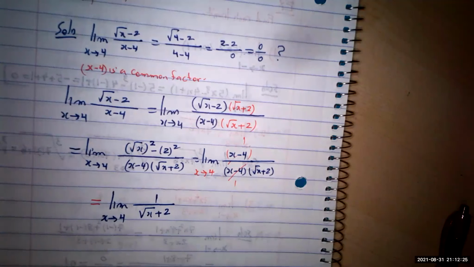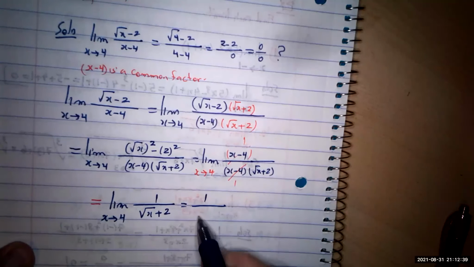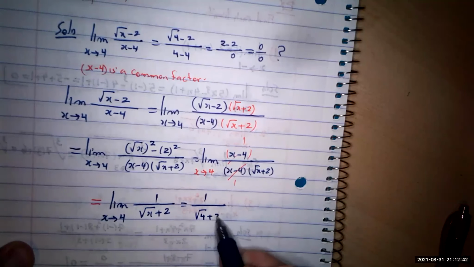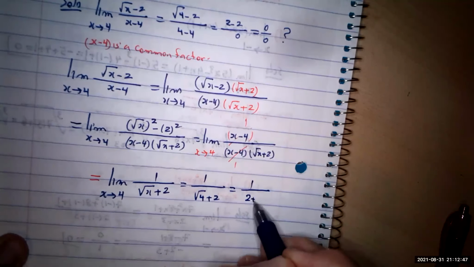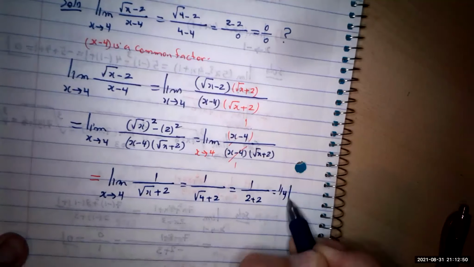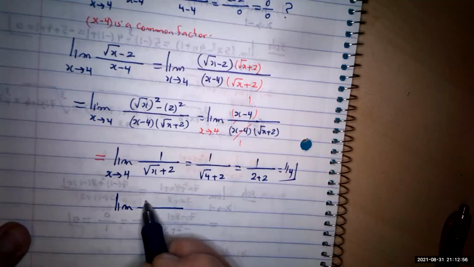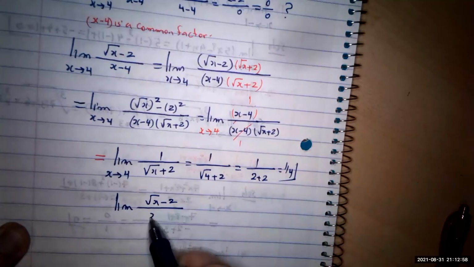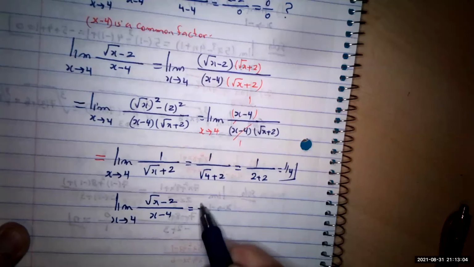So this is the way you automatically eliminate that common factor. You create the common factor this time on the top and then you just eliminate it. Substitute, you get your result. If you substitute, that gives you 1 over radical 4 plus 2. Radical 4 would be 2. 2 plus 2, a quarter. The final answer. You don't have to, but I rewrite it. The limit of radical x minus 2 over x minus 4, as x goes to 4, is equal to a quarter.